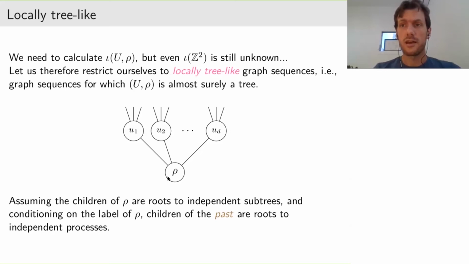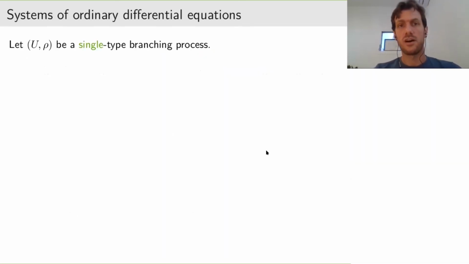we call it a single type branching process, and this will give us an easy recursion. And if they have several laws, we call it a multi-type branching process, and then we can still say some things. So here's the recursion for a single type branching process. Let y of x denote the probability that the root is red and that its label is less than x.